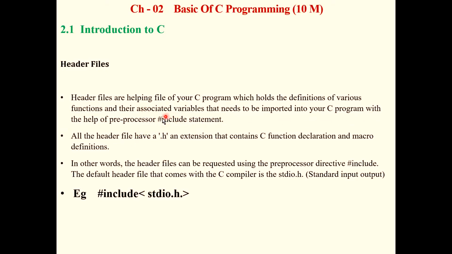Okay, so before the header file you have to write the #include statement. It is also called the preprocessor. Okay, all header files have the .h extension. So after the header file name you have to give the .h extension, that contains C function declarations and macro definitions. In other words, a header file can be requested using the preprocessor directive, that is #include. Okay, the definition header file that comes with the C compiler is stdio.h. Okay, so this is the default header file. stdio.h means standard input output.